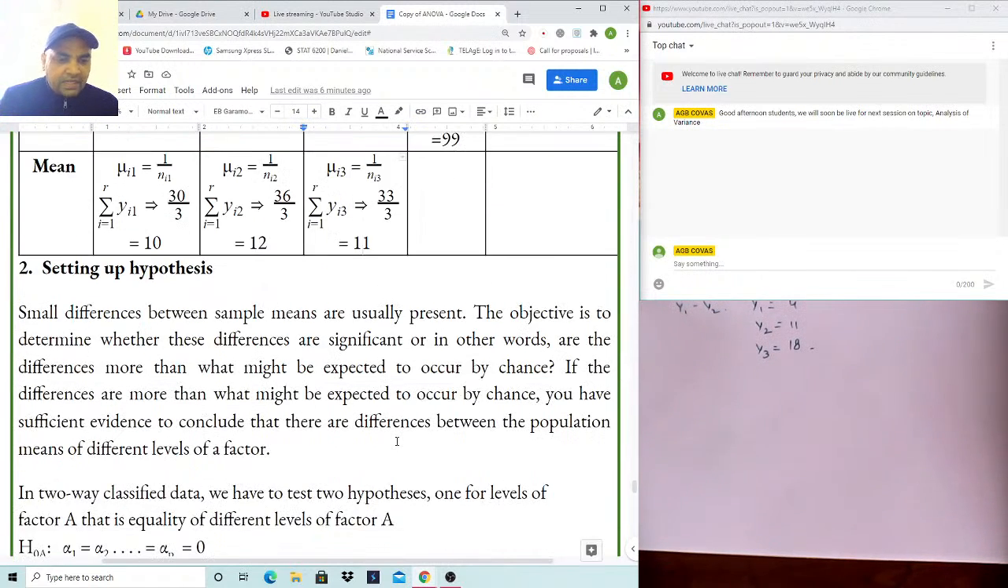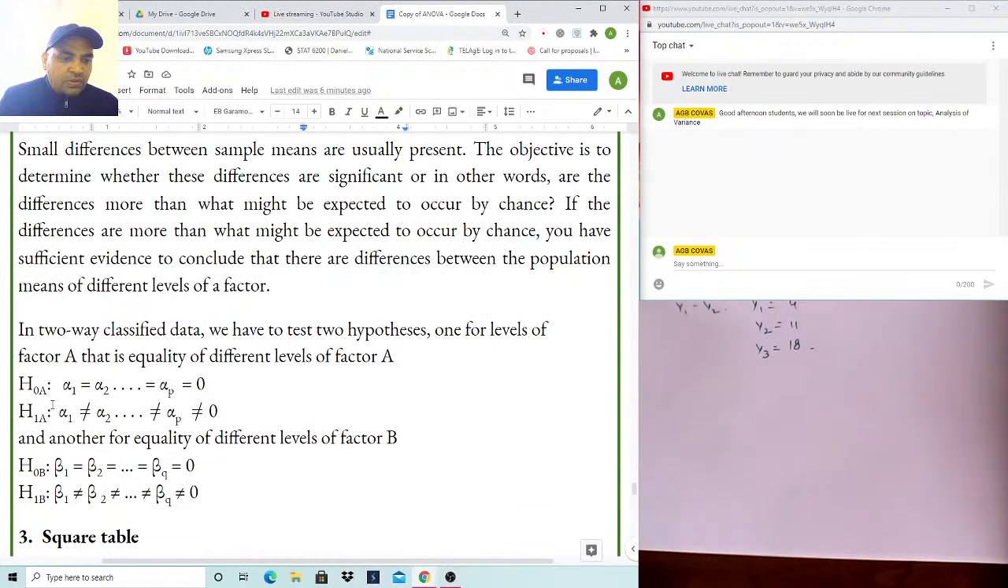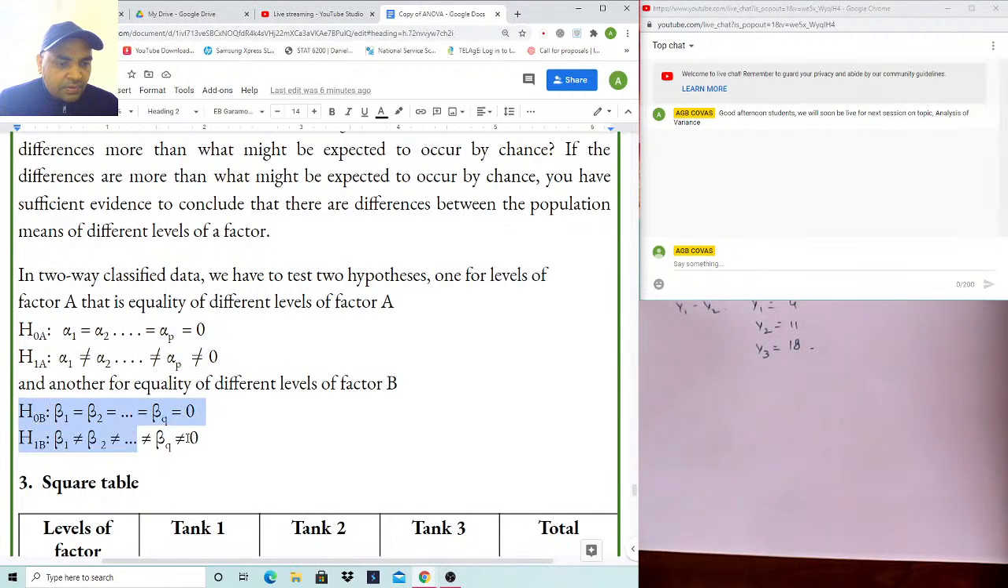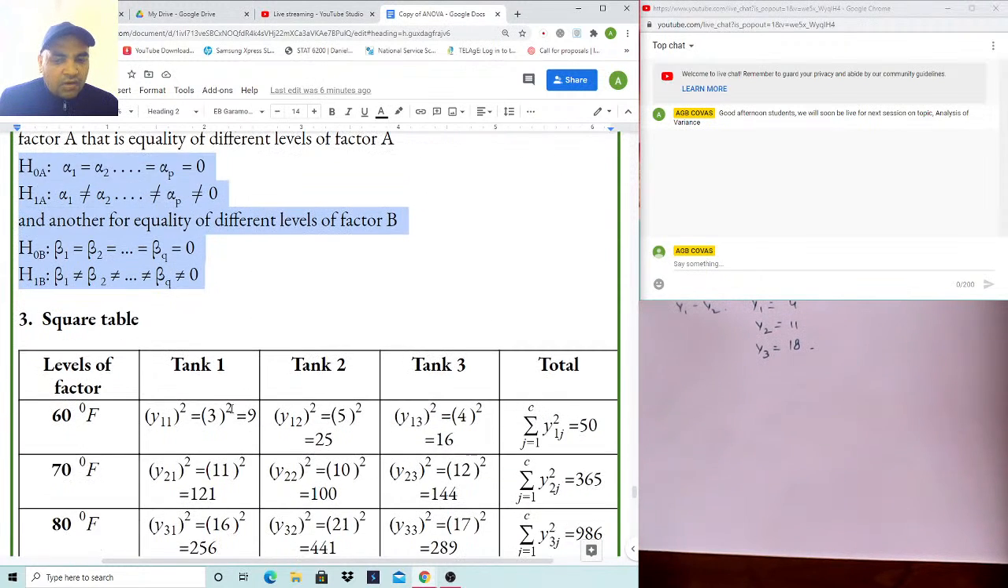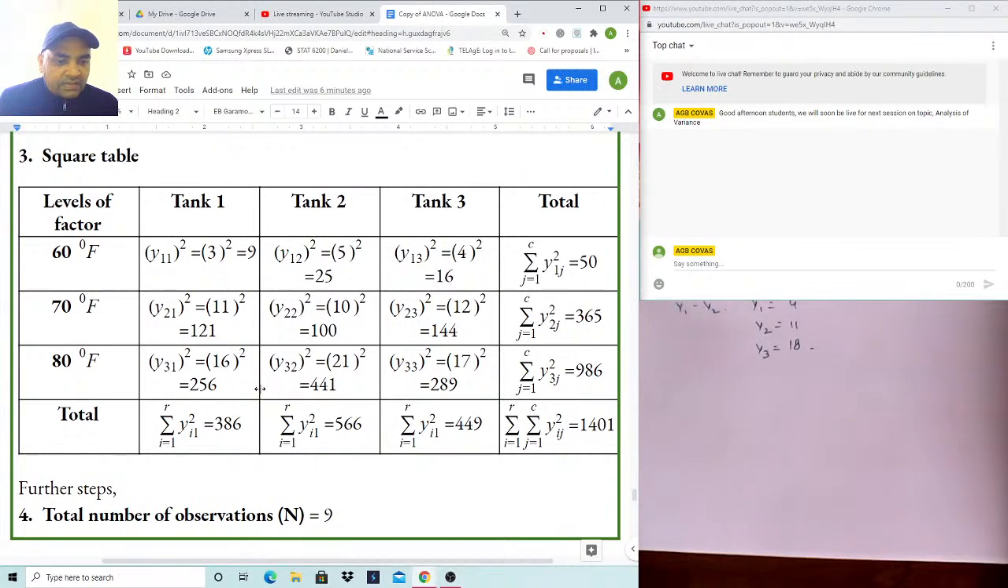Now we will be setting up the hypothesis. The first hypothesis will be for the temperature, and the second hypothesis will be for the salinity, right? In the first hypothesis, the null hypothesis will be that there is no difference in the yield due to the temperature. Then for the second factor, there is no difference in the yield due to the salinity. So these will constitute our null and alternative hypotheses. Now we will be making the square table as we have made earlier. So we got these values from the square table.